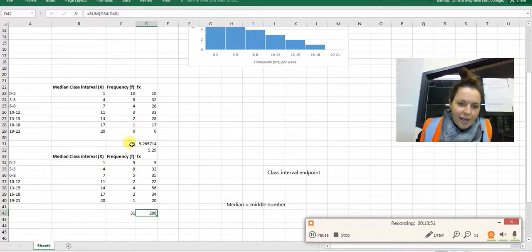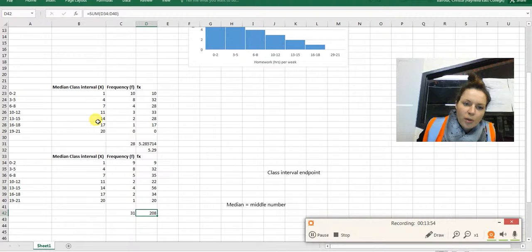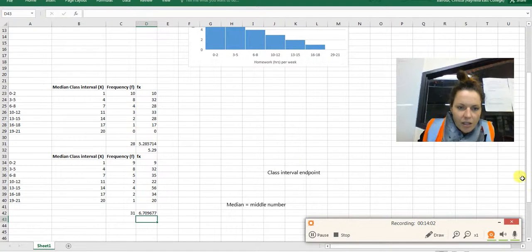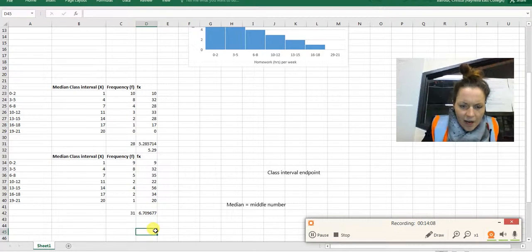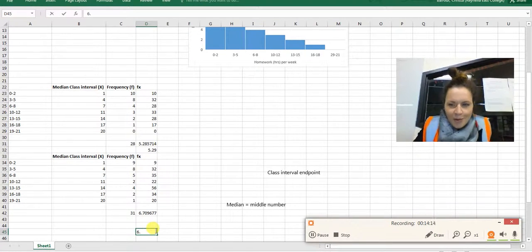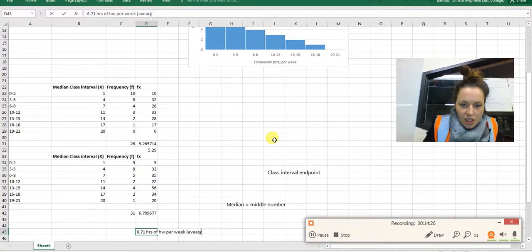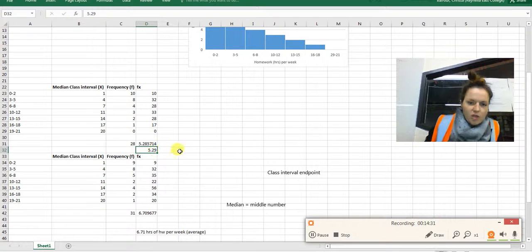Cool, so obviously, whoops-a-daisy, in year 8 we interviewed 28 people, but in year 9 we interviewed 31. That's probably going to be the same with you guys. So I'm just going to divide that by 31. Interesting. So it looks like the mean score for my year 9s, by the way, this is all made up data, because I know people would do so much more homework than this, is 6.71 hours of homework per week. So that is the average. And the average for the year 8s was 5.29.